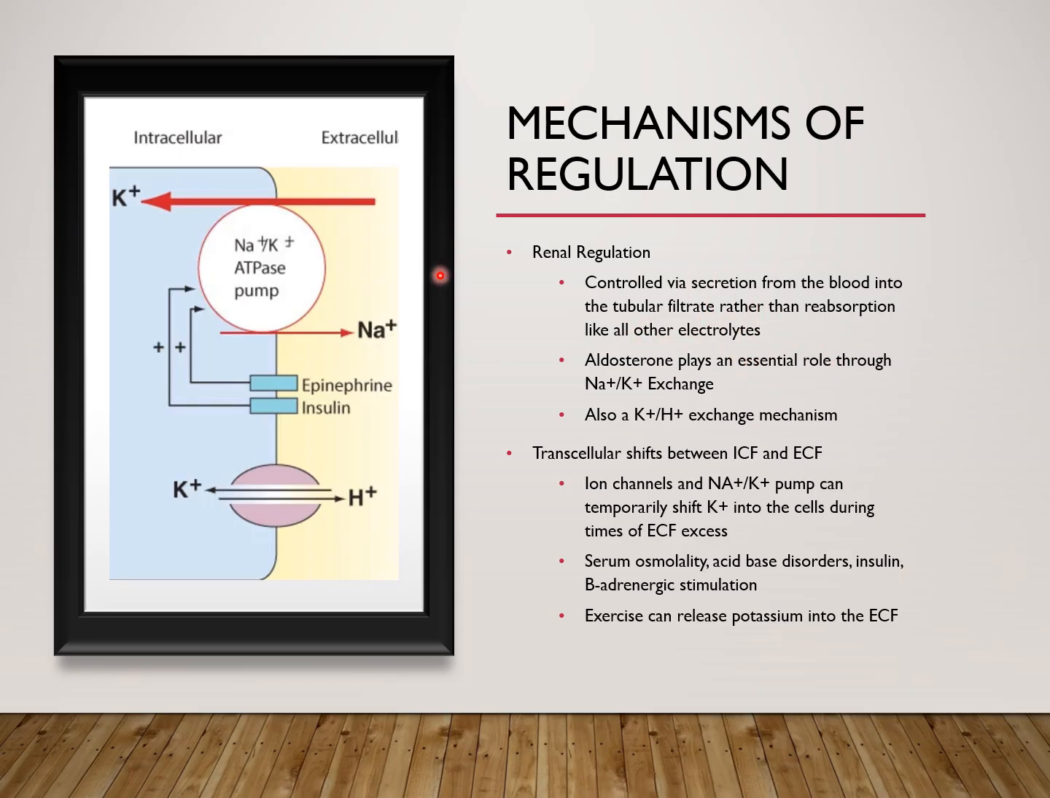Again, needing that much higher regulation is really why potassium kidney regulation looks a little different. And aldosterone also plays an essential role through its role of sodium and potassium exchange. So again, in the presence of aldosterone, sodium is transported back into the blood, so it's retained, and potassium is secreted in the tubular filtrate for elimination into the urine. So that's the role of aldosterone, okay?